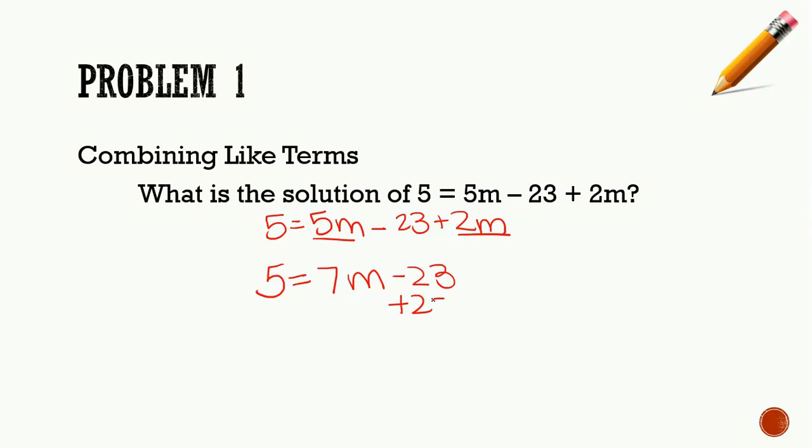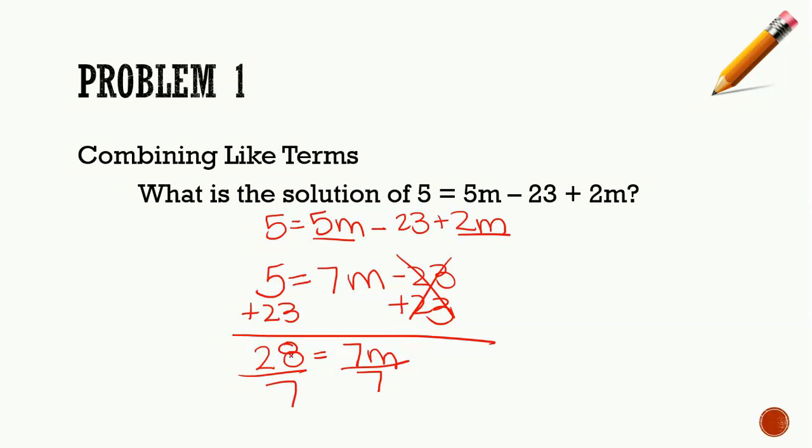So then I'm going to add 23 to both sides here. 5 plus 23, that is 28, equals 7m. Negative 23 plus 23, that's 0, so that's going to cancel out. And then let's divide by 7. 28 divided by 7, that's 4. So 4 equals m. Not too bad, right? It's pretty easy.